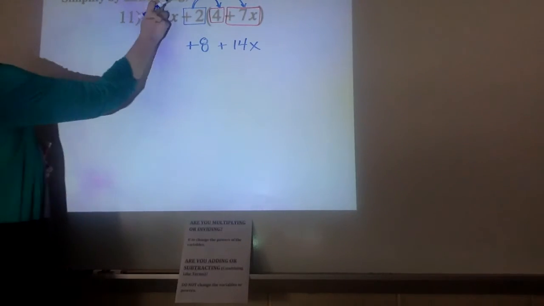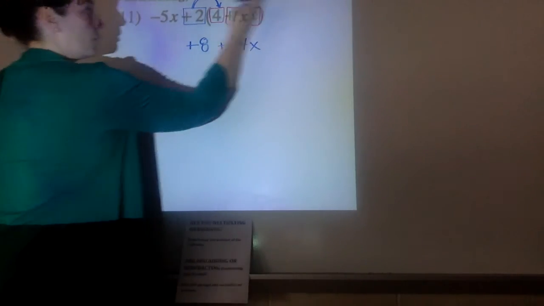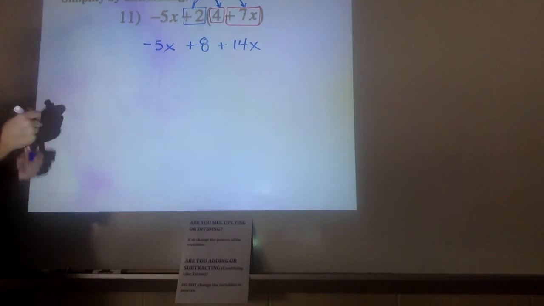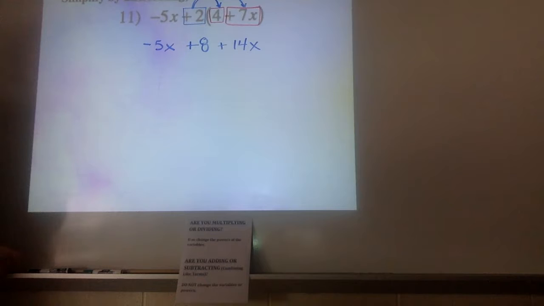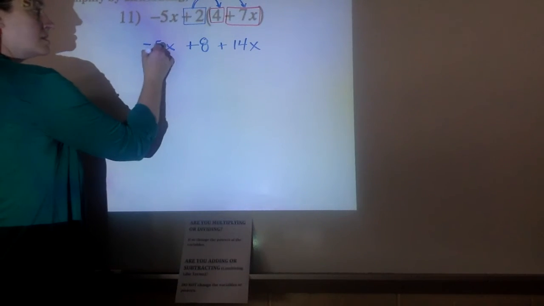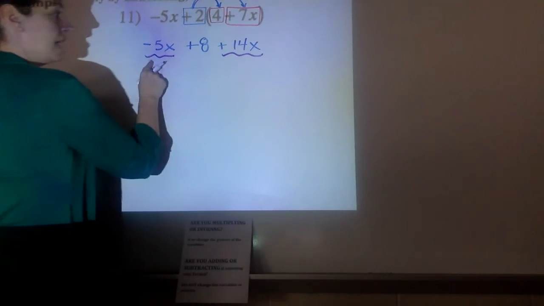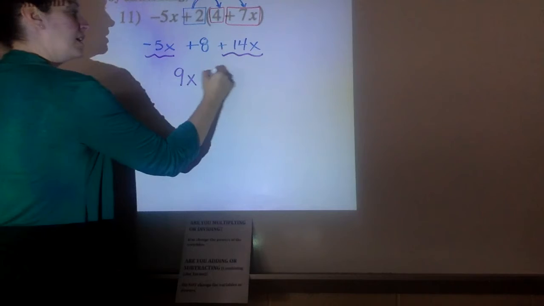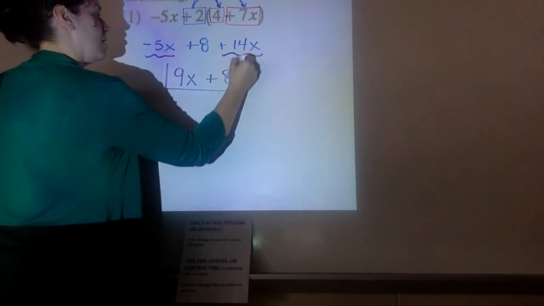Yes, we've distributed, but we haven't combined like terms because we didn't bring down the negative 5x, we didn't touch it. Now we carefully evaluate who is in the same family, who has the same variables. Negative 5 plus 14 is positive 9x. Bring down the 8. Final answer.